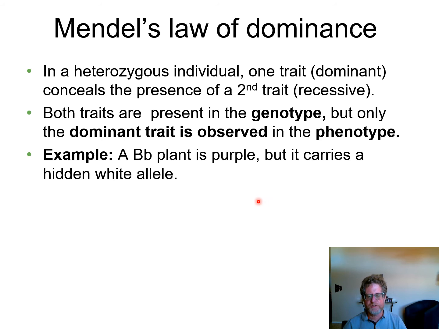So Mendel's law of dominance, stated more formally: in a heterozygous individual, one trait is dominant and it conceals the presence of the second trait, the recessive. Both traits are found genotypically, but only the dominant trait is seen in the phenotype. So a big B, little b plant is purple. You only see purple in the phenotype, but the genotype carries that white allele, which is covered up by the purple allele.